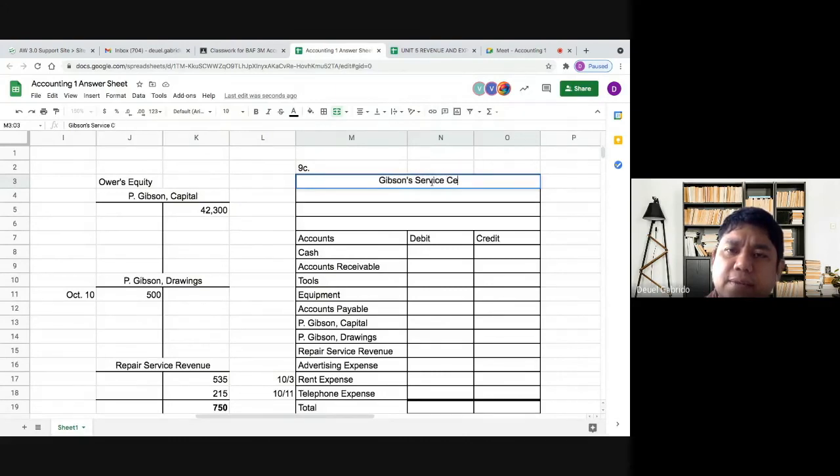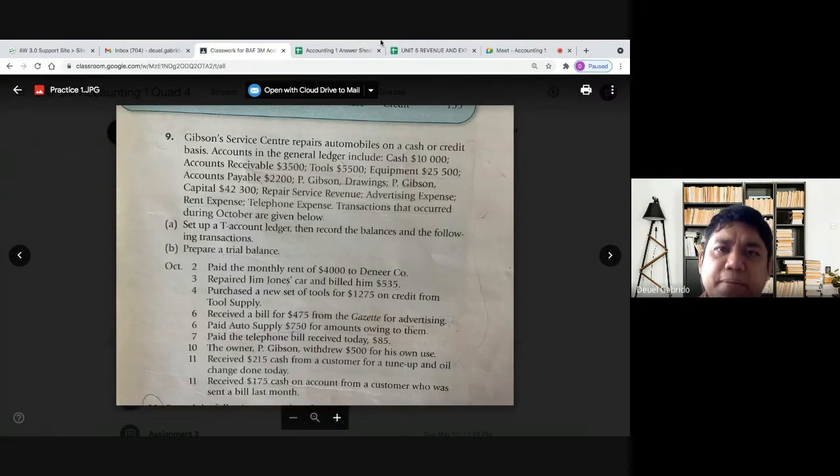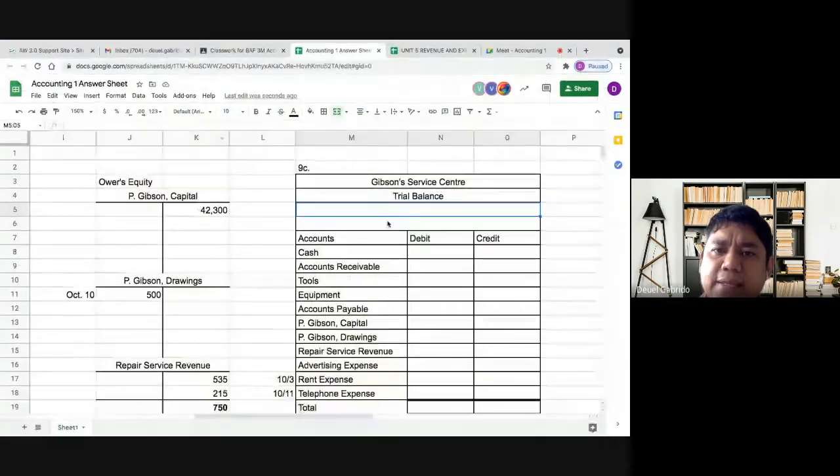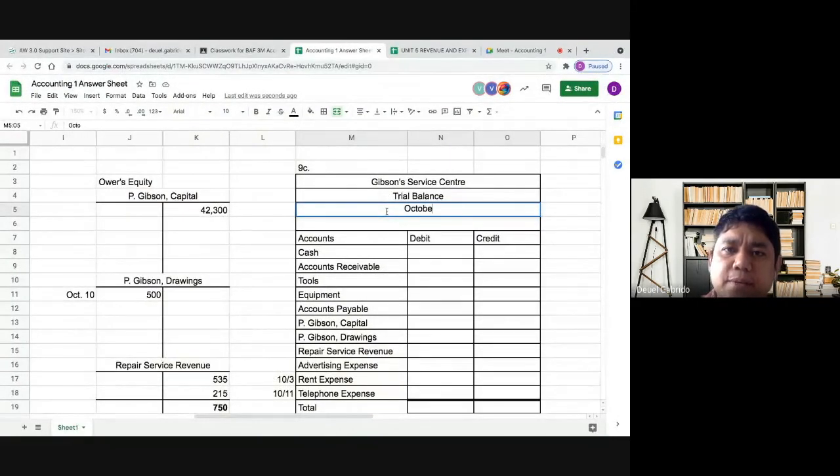Service Center. Okay, this is called a trial balance, just to check if all the debits are equal to all the credits. What's the last date of the transaction? It's the 11th, right? So you put it as October 11, 20 something, whatever the year is.